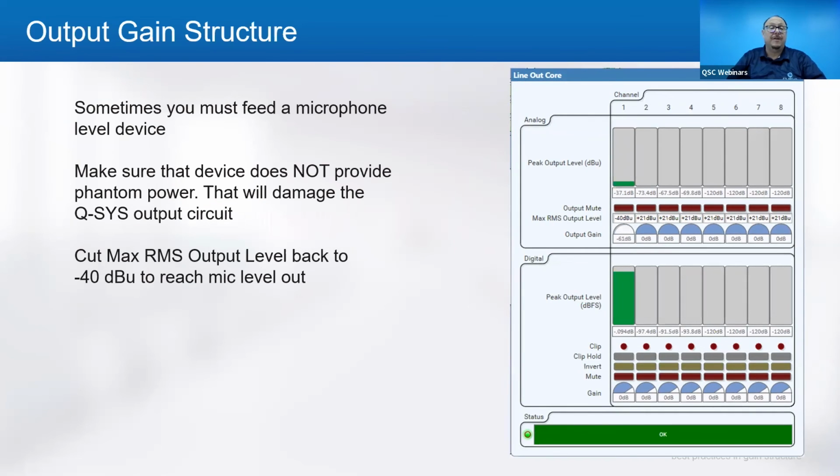Sometimes you do have to feed a microphone level device. Make sure this device doesn't provide phantom power, because that'll damage our output circuits. But you can cut the level back. We have moved all the way back to -61, so that we're putting a very small signal out of this box to go into something that's looking for a mic level input.